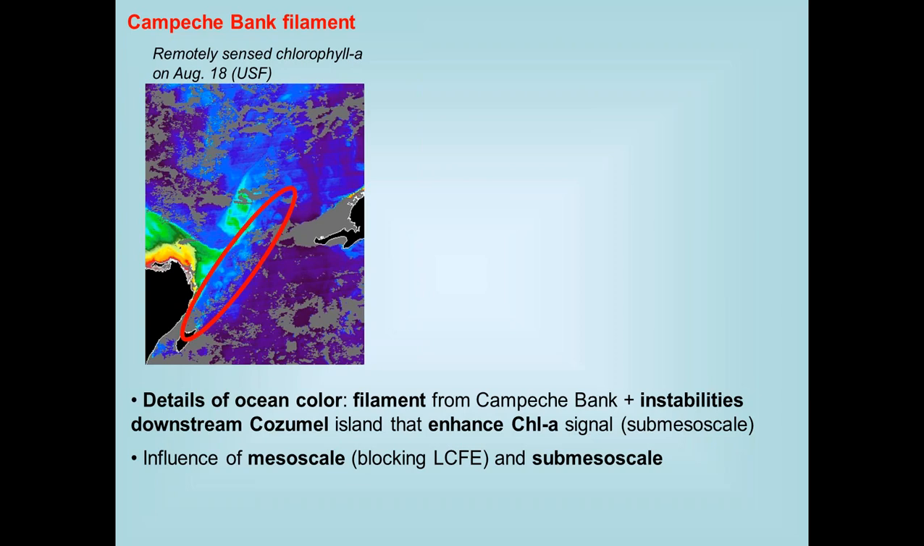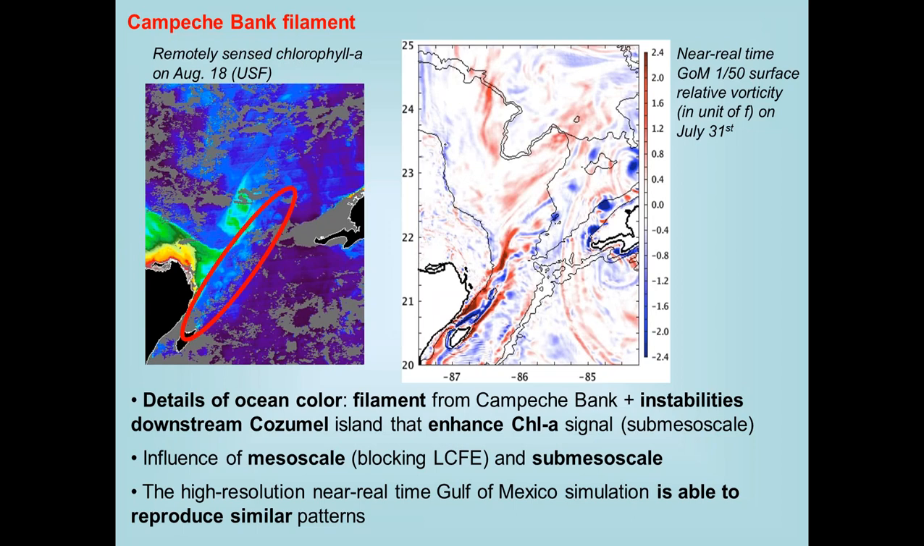So what we see, the patches that we see following the edge of the loop current, are formed not only directly from Campeche Bank, but also because of the wake of Cozumel Island. And if we look at our near real-time high-resolution model with data assimilation, we see that it's capable of producing similar patterns. This is a relative vorticity estimated from a model snapshot. So we see a filament here coming from Campeche Bank that is well located compared to observation, but we also see the signature of the island wake in terms of vorticity filaments that shape small submesoscale structures that are quite comparable in size and location to what we observe. So I think this is encouraging.